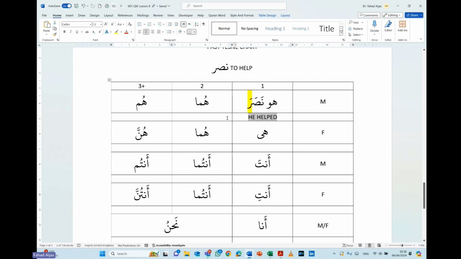So far so good? Any questions? Getting along? Cool. Very good. Now let's move on.